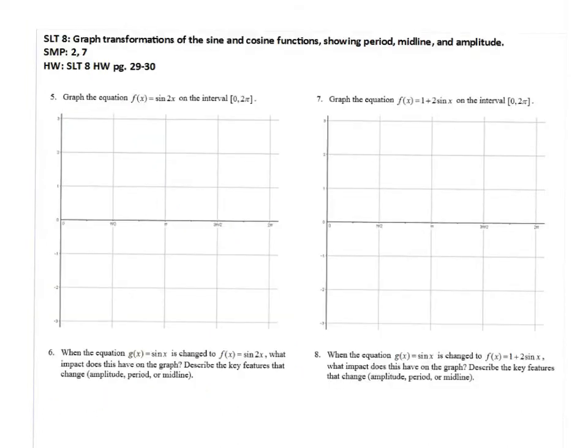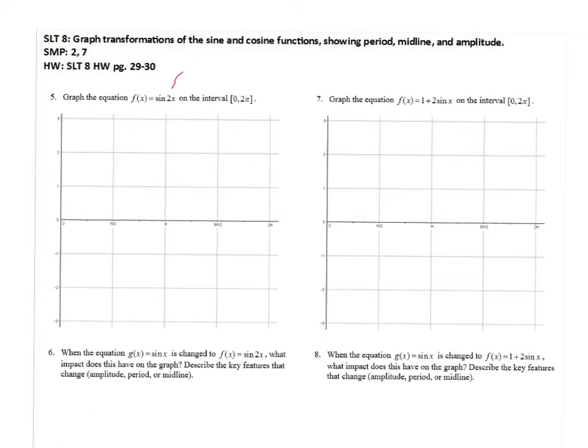Okay, so let's try it again with graphs in 5 and 7. So the graph of 5, we have sine 2x. So stop for a second and think, what does this 2 transformation do? We said in the warm-up that was a horizontal dilation. So now what's going to happen, because we have the horizontal dilation, our period is going to change. So instead of doing 1 rotation in 2 pi, we're going to have a different period.